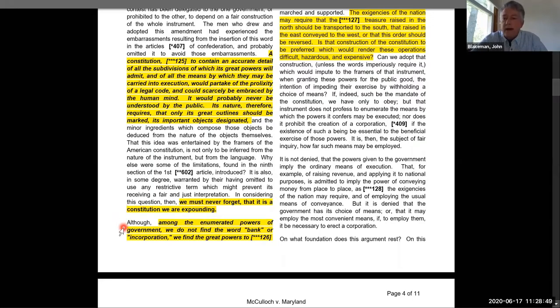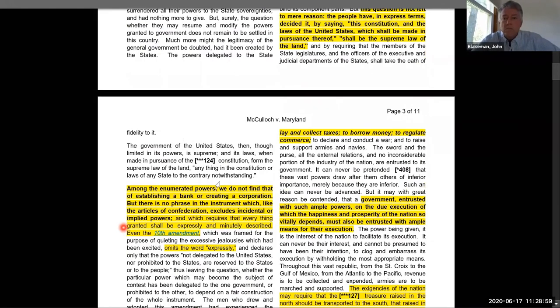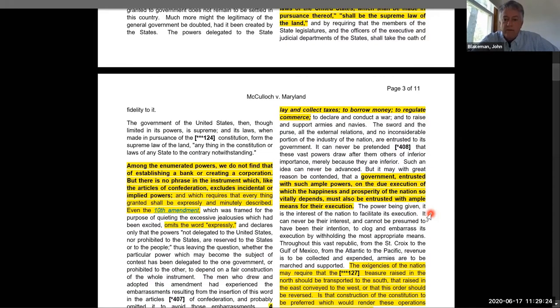So he gets back to the powers of Congress. Among the enumerated powers, we do not find the word bank or incorporation. That's true, you can't quibble with that. But we do find the power to lay and collect taxes, to borrow money, to regulate commerce, declare and conduct war, on and on and on. And we find a government entrusted with ample power, that the due execution of which the happiness and prosperity of the nation depends. We find a government that is given ample power to work for the prosperity of the nation.